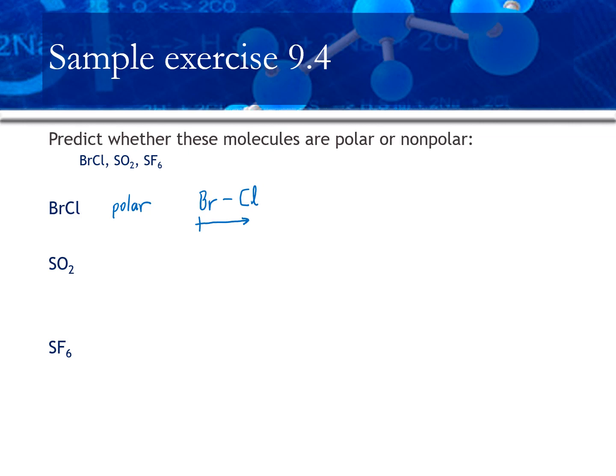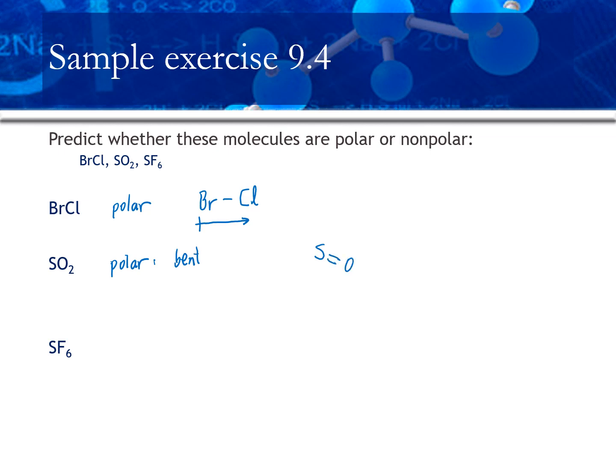SO2, if you've done enough practice and drawn these Lewis structures, this is going to be a polar molecule. And that's because it is bent. It is not a linear molecule. So if we were to draw it, it would look something like this.